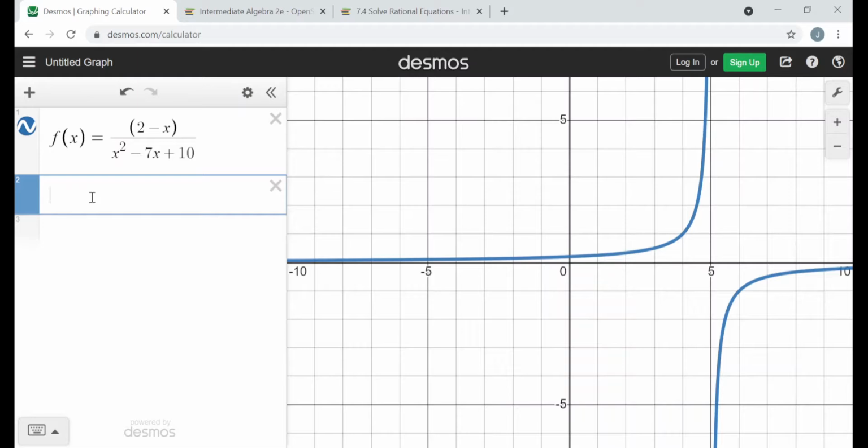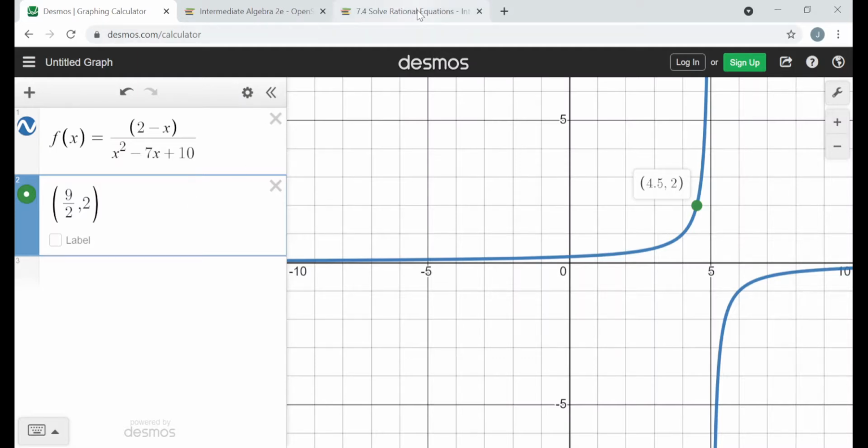And then I want to point out the point that we just found in part B: 9 halves for x, comma, 2 for y, and you see that green point just pop up. There's the point 9 halves comma 2, or 4.5 comma 2, and you can very clearly see that that point is on the graph of this function. And you should be checking that.